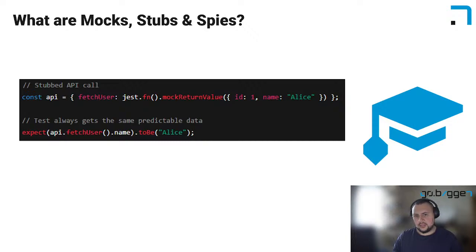Now I give you some example calls. Don't mind the maybe funky look of it. I will break it down in the later part as well, just so you see what we are actually talking about. I have one screenshot for the mocks, one for the stubs, and one for the spies. As you can see, we have an API call where we return something that is always the same no matter how you call the fetch user functionality. We expect the API fetch user name to be Alice as always, because it will always return ID 1 and name Alice.